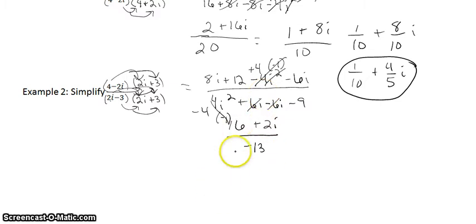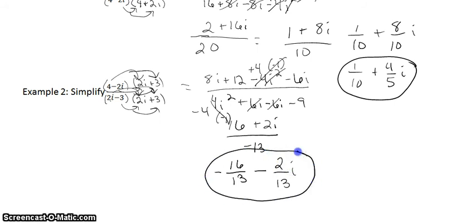Then to put this in standard form, I would break this up into 16, and this will be negative over 13 because 13 is negative. And then I'm going to do minus because again 13 is negative, so 2 over 13 i. And that would be the standard form that we would want to use.